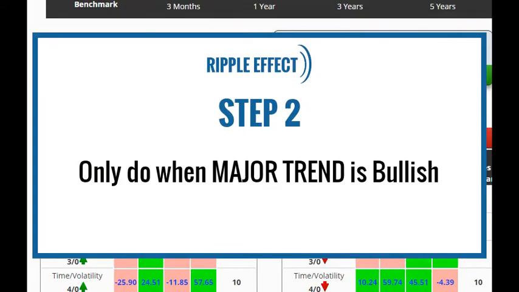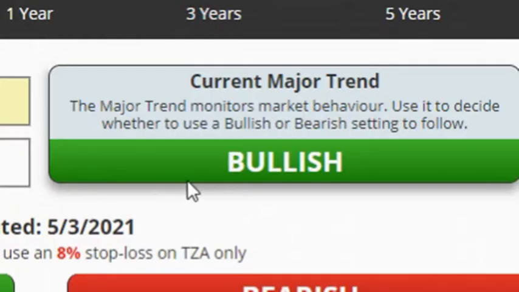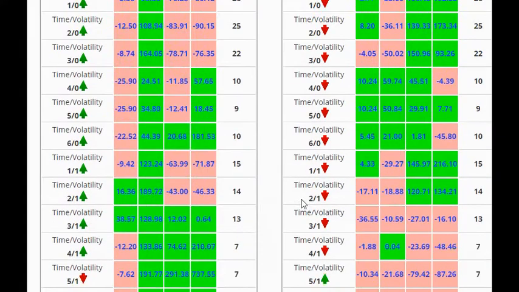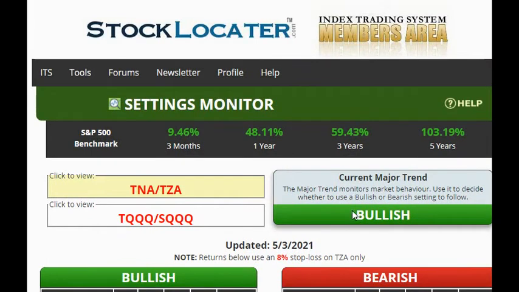Okay. Now, step two is this only works in a bullish market, which we are in right now. So if you were to see this, and this says bearish up here, then you would just pass on this.